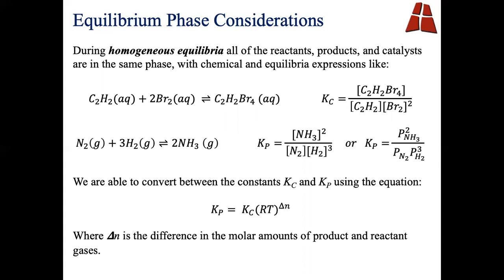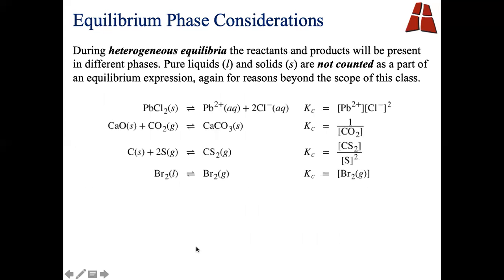We can also interconvert between Kp and Kc. So the P there being pressure, the C there being concentration, by using this formula, essentially just the gas constant and the change in the number of moles. The change in number of moles there is the change in molar amounts between product and reactant gases. And so, for example, in this one, we have 4 moles of gas on our reactant side. We only have 2 moles on our product side. So delta n there would be 2, okay?